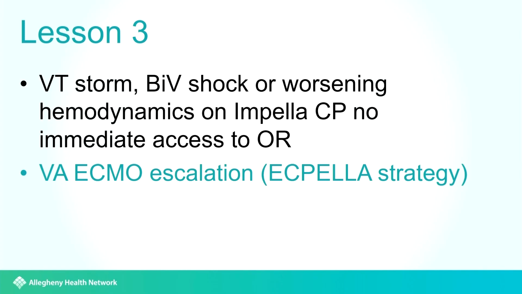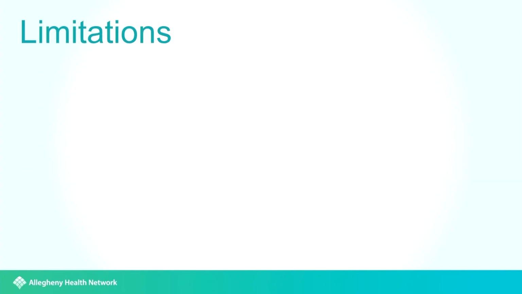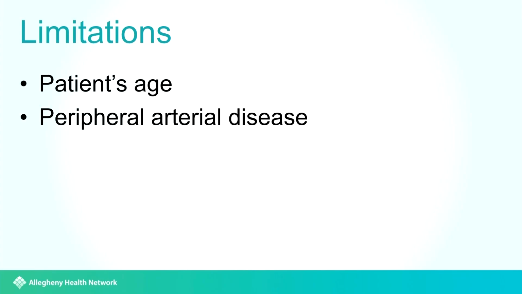And lesson 3, in VT storm, let's say the patient has biventricular failure. Once you identify biventricular shock, there are multiple devices that we can use to upgrade. At our institution, we definitely go for VA-ECMO. We keep the Impella CP or the balloon pump in until we figure out the exit strategy in these patients. So a limitation to this approach is that we cannot use the same approach in all patients.